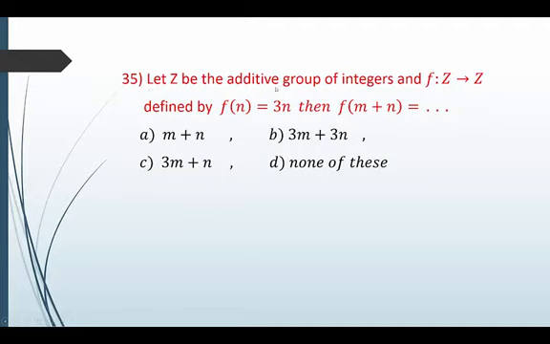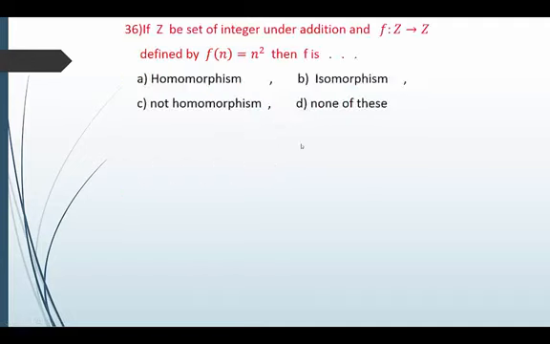Let Z be the additive group of integers, and f from Z to Z defined by f of n equals 3n. Then f of m plus n is 3m plus 3n. Answer is B option, 3m plus 3n.